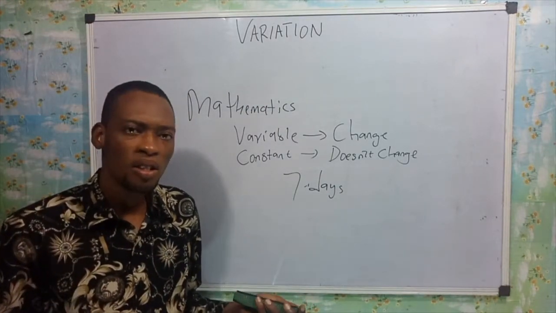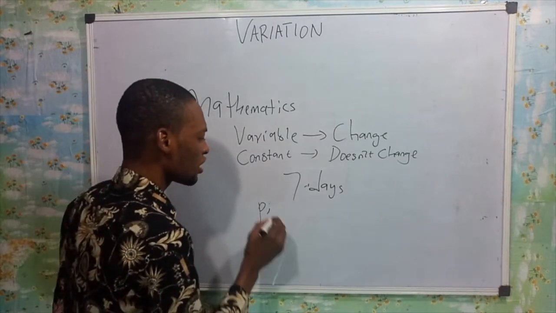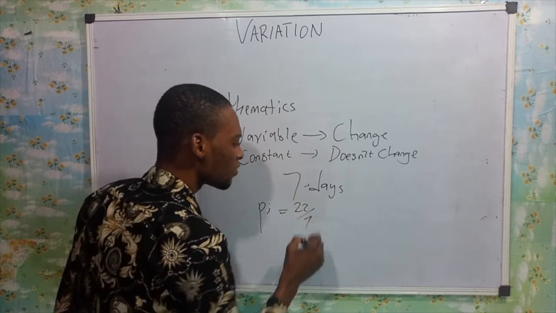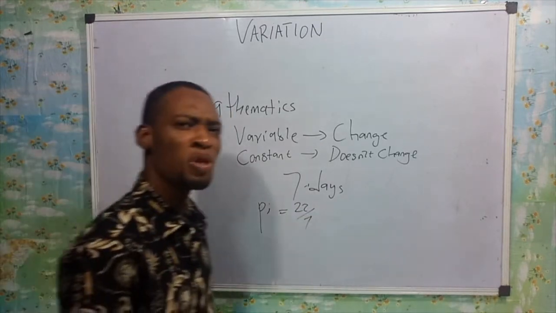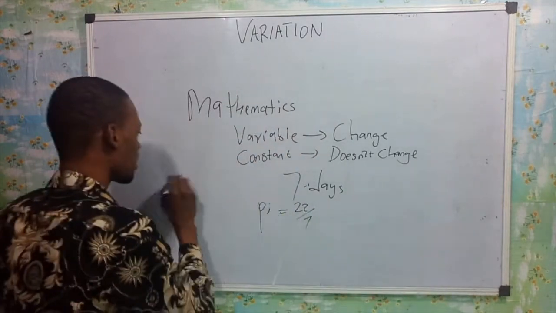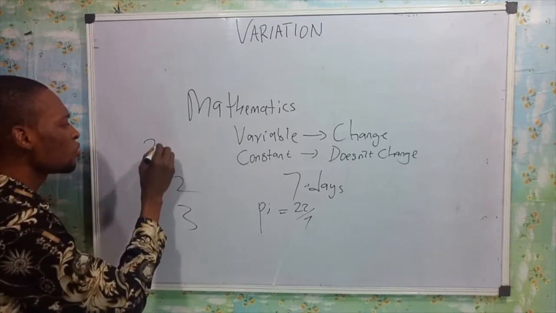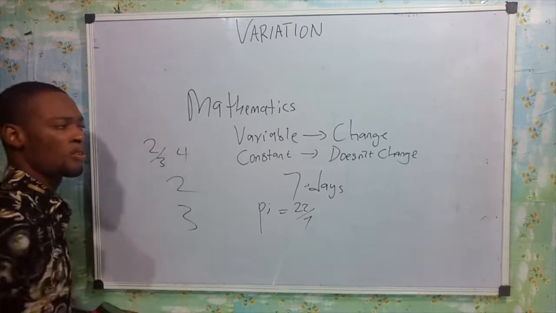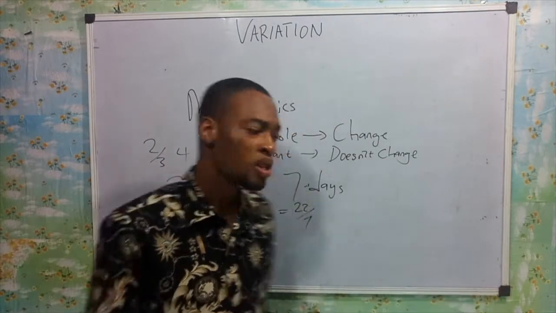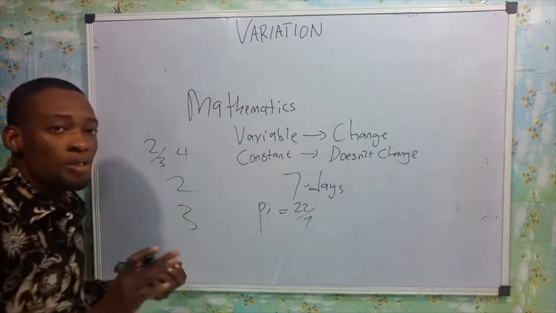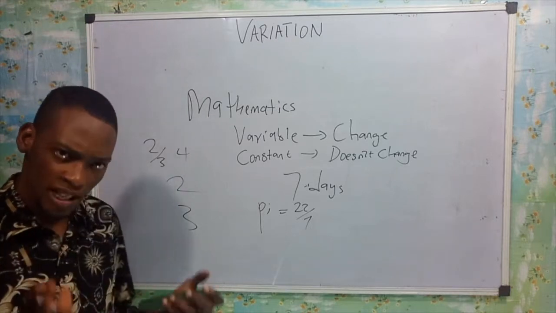Okay? It's constant. And another constant is pi, which we use in mathematics, 22/7. It's a constant. It doesn't change. And another constant you come across, there are your numbers like 2. It's a constant. 3 is a constant. 2/3, 4. These are constants, okay? They don't change. The values remain the same. 2 is 2. 3 is 3, irrespective of the situation. Hope you are getting me.